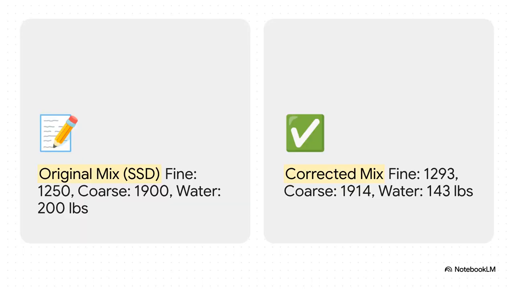And here it is, the final result, the payoff for all that work. On the left, you've got the original mix design, which assumes perfect SSD conditions. And on the right, you have the corrected weights that you must actually use. We added the water weight to the aggregates, and we subtracted that total of 57 pounds from the batch water. That is the mix that's going to produce spec-compliant concrete.